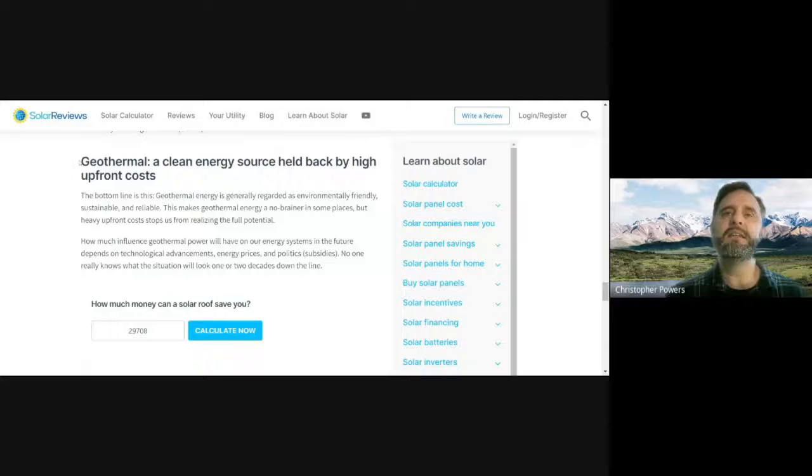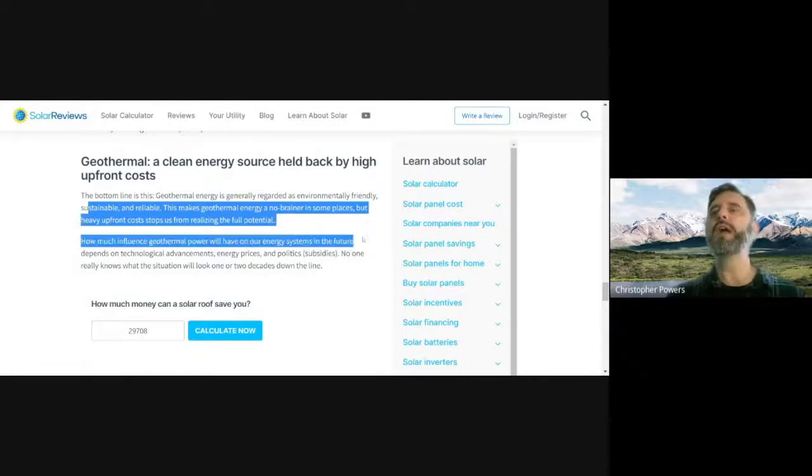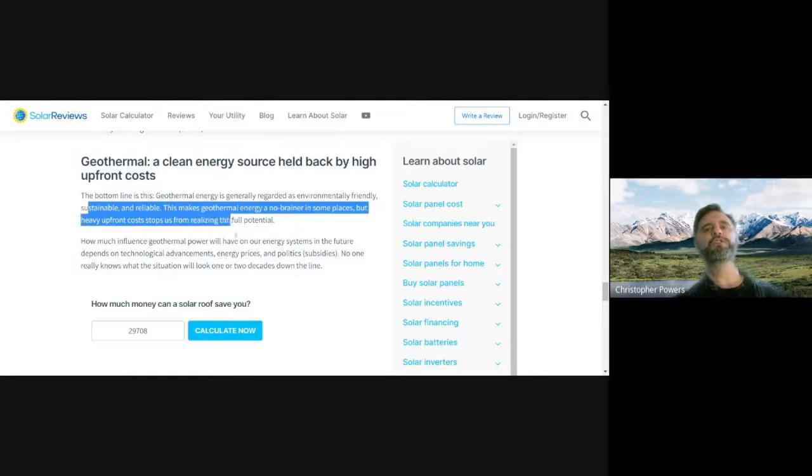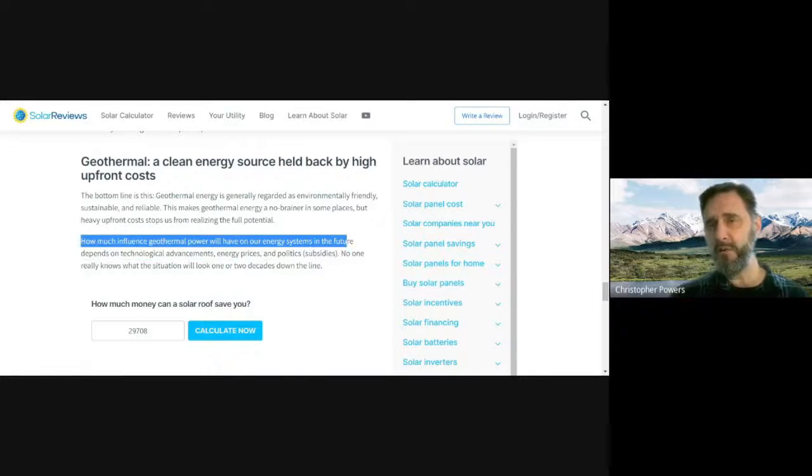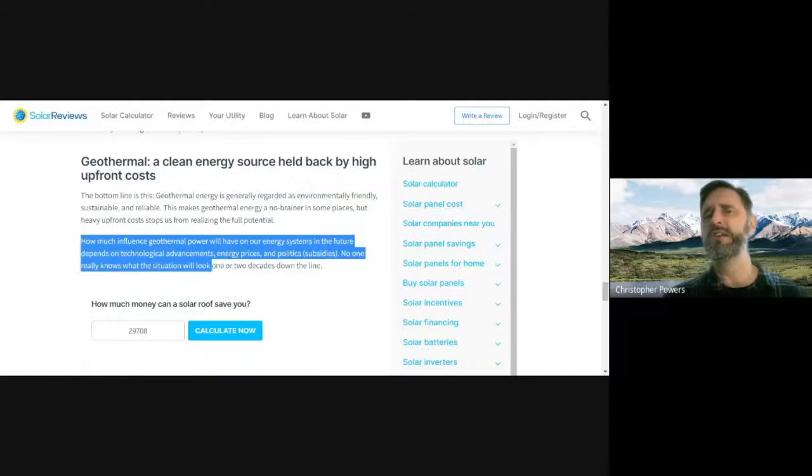Now, the ending here: geothermal, a clean energy source held back by high upfront costs. The bottom line is this. Geothermal energy is generally regarded as environmentally friendly, sustainable, and reliable. This makes geothermal energy a no-brainer in some places, but heavy upfront cost stops us from realizing its full potential. Give us money. How much influence geothermal power will have on energy systems in the future depends on technological advances, energy prices, and politics. No one really knows.